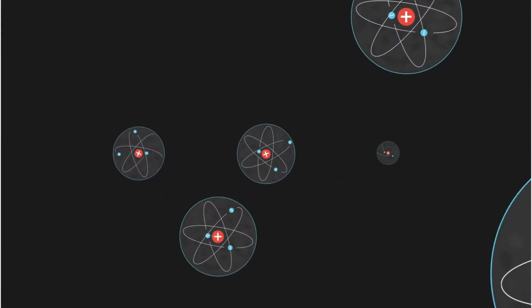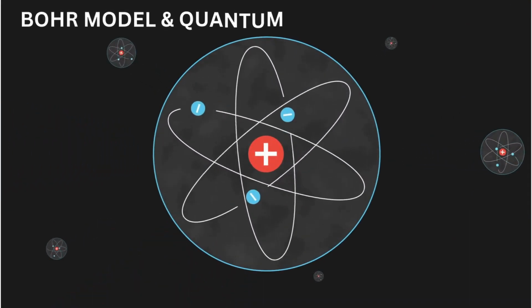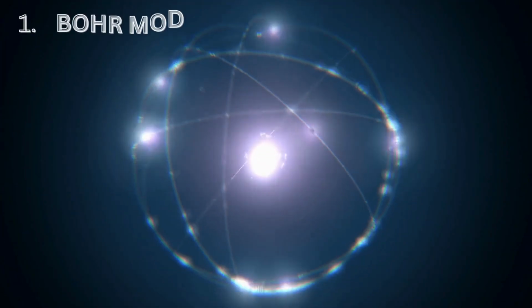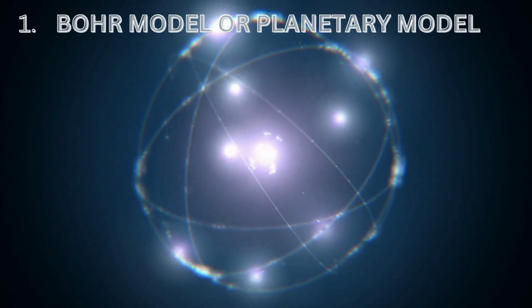There are two primary models used to describe the structure of electrons within an atom: the Bohr model and the quantum mechanical model. 1. Bohr model, or planetary model. Proposed by Niels Bohr in 1913.